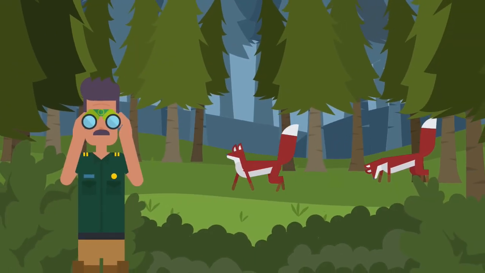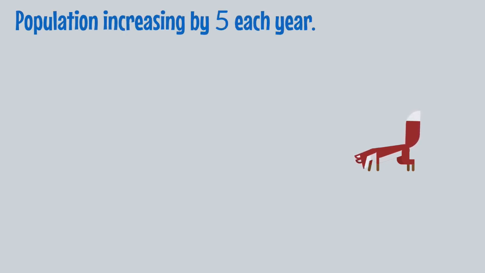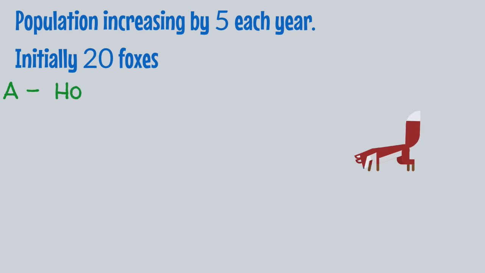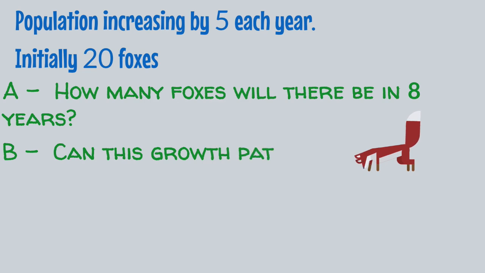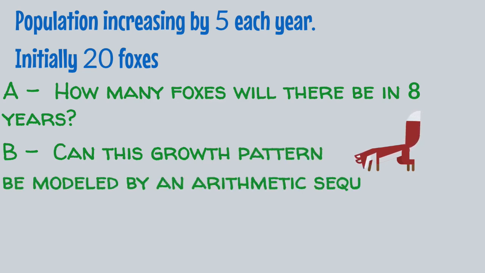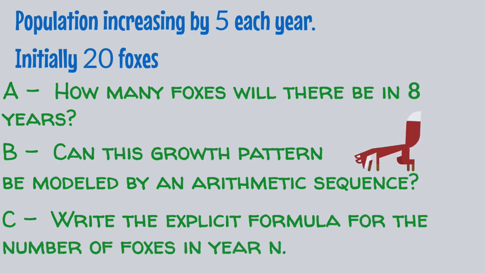Bryce has been tracking a red fox population in a forest that has been steadily increasing by 5 individuals per year. There were initially 20 foxes. How many foxes will there be in 8 years? Can this growth pattern be modeled by an arithmetic sequence? Write the explicit formula for the number of foxes in year n.